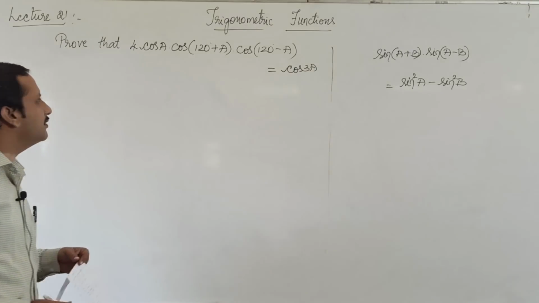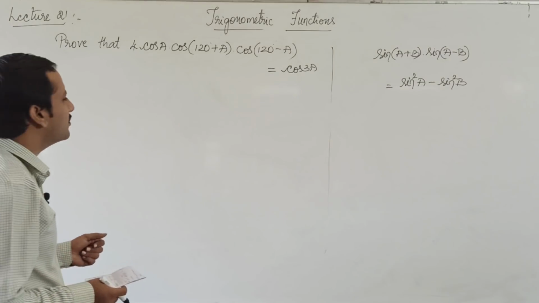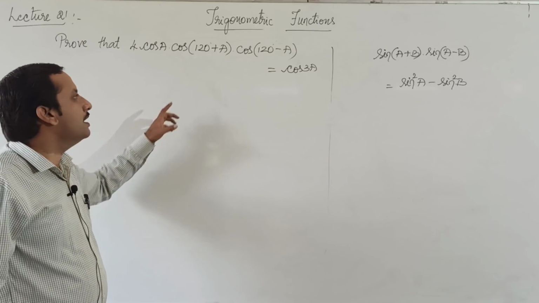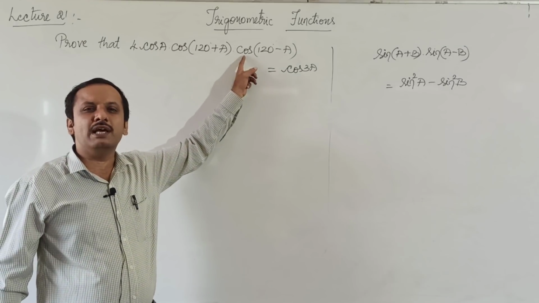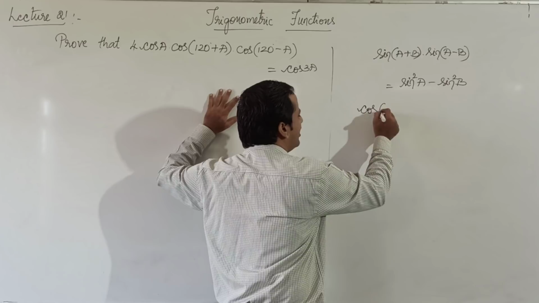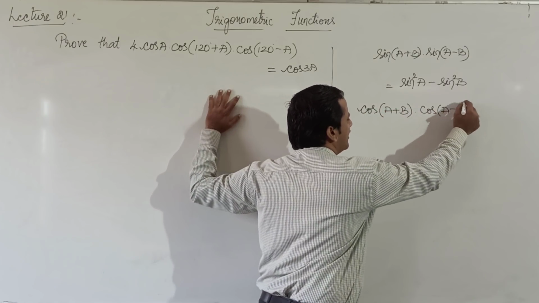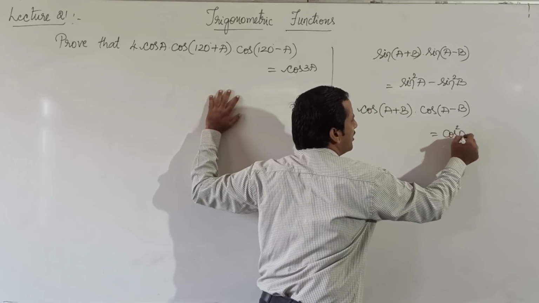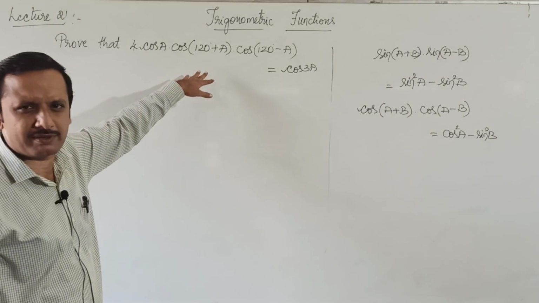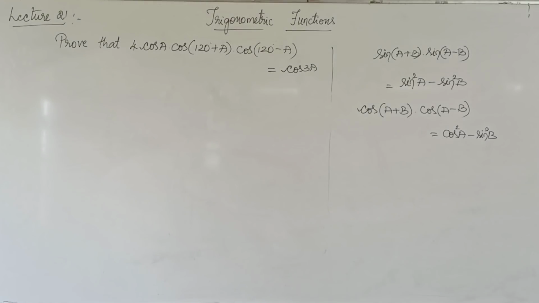Here what you should do is, of course, take LHS. Between these two, use the formula cos(A+B) into cos(A−B), which is equal to cos square A minus sin square B. Use this formula and simplify, very similar to the previous problem, and you will get that answer. That I'll leave it to you as an exercise.